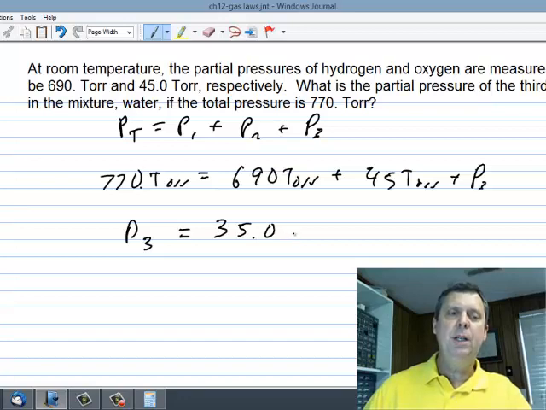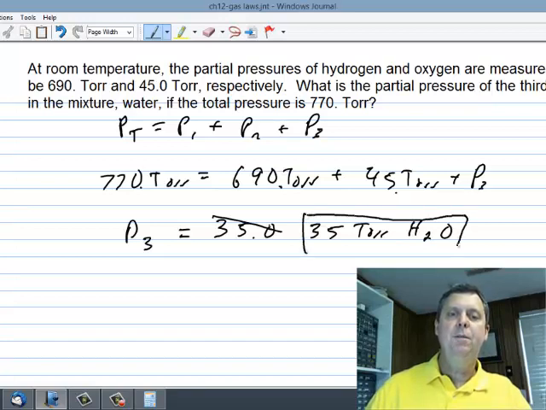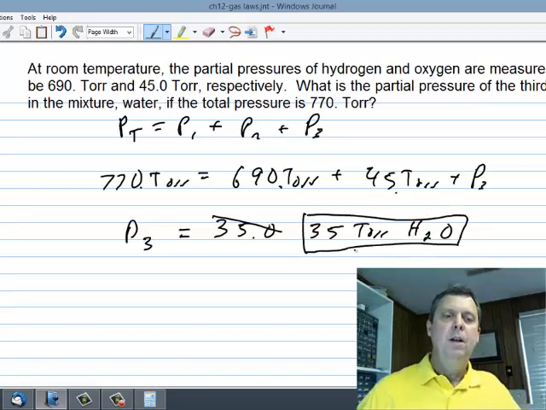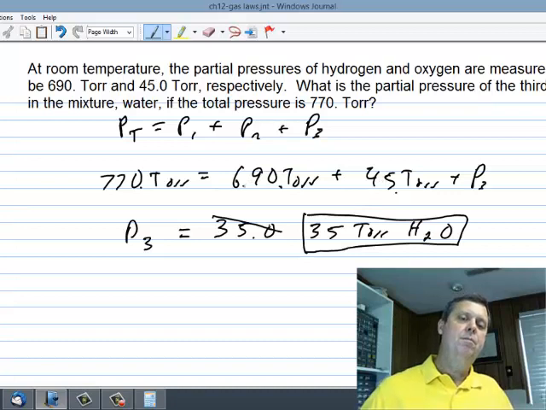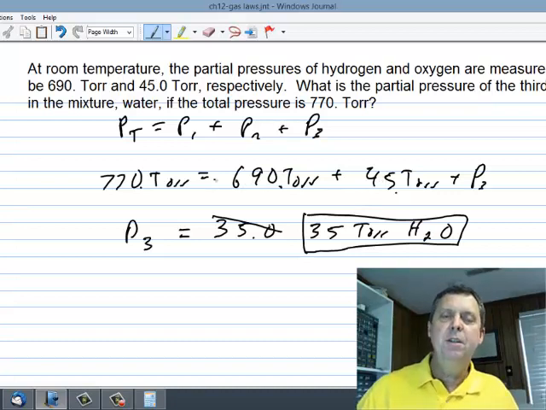Actually, sorry, it would not be 0.0. We're adding and subtracting, so it's precise only to the nearest torr. So it'll be 35 torr of water vapor, just to be more specific in my answer. And that's it. I like to double check: 35 plus 45 gives us 80, plus 690 gives us 770, so it's easy to double check careless math errors.